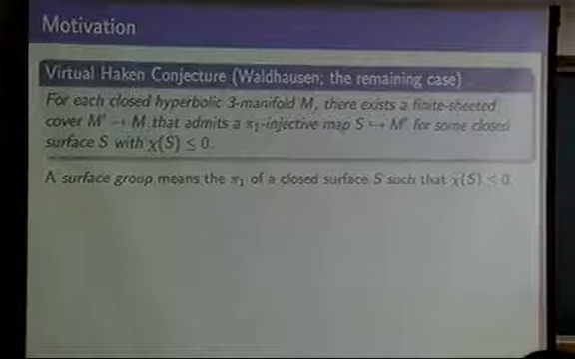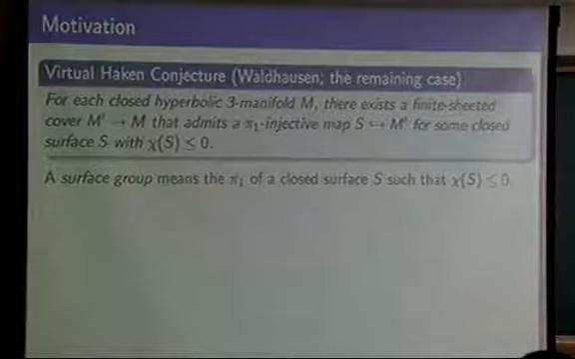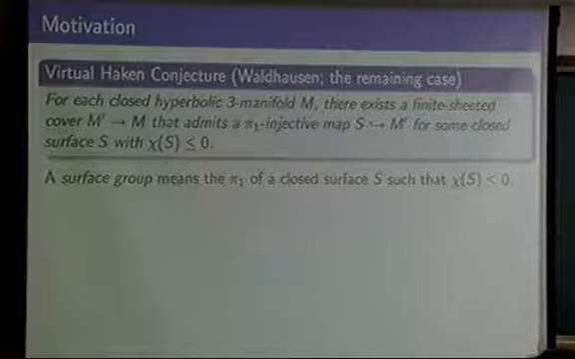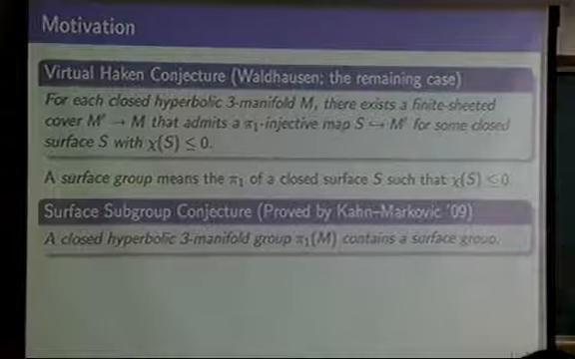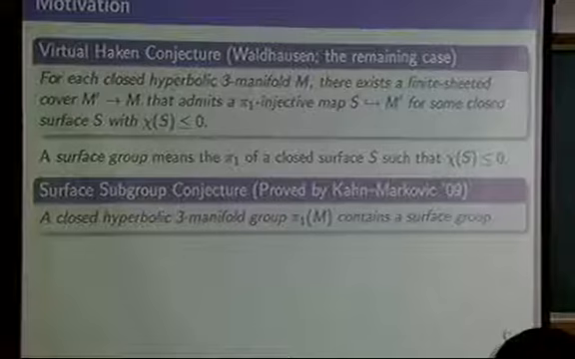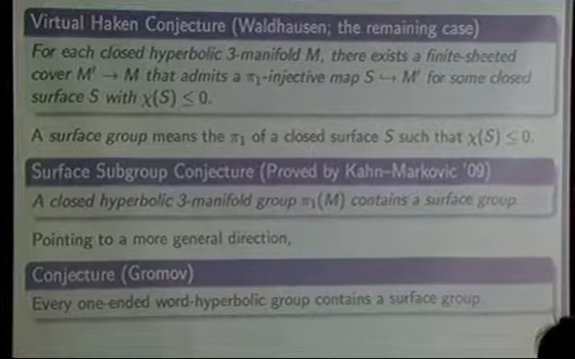But that statement was recently proved in August this year by Kahn and Markovic. This is the surface subgroup conjecture, which is now a theorem by Kahn and Markovic. That is, a closed hyperbolic three-manifold group contains a surface group. But still, the general virtual Haken conjecture is unresolved yet. Pointing to a much more general direction, Gromov once asked: does every one-ended word hyperbolic group contain a surface group?